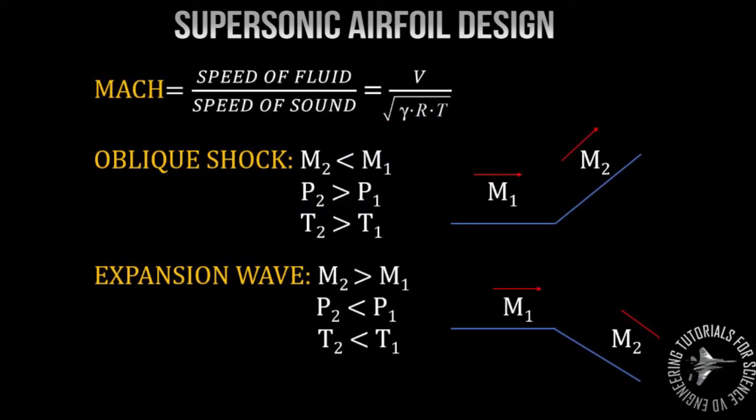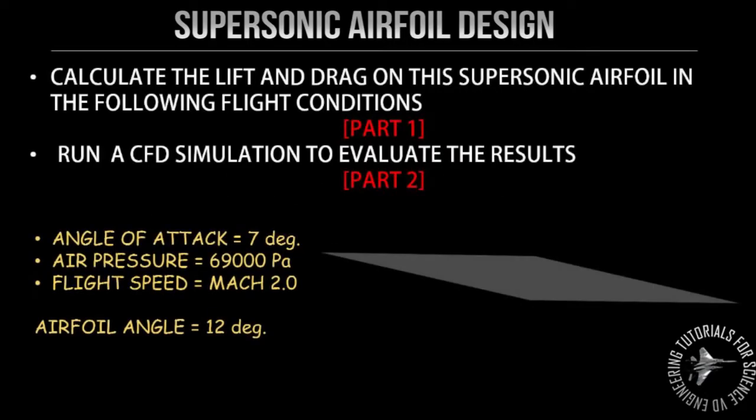Here are some relations for supersonic flow which you must have seen before in a course for compressible flow, and the idea is that we'll be using these forces to calculate lift and drag on the airfoil. So let us get into the design of an airfoil and how to solve for flow. So we have this example here. The angle of attack is 7 degrees, the air pressure is 69,000 pascals, and it is flying at Mach 2. The airfoil angle is fixed at 12 degrees.